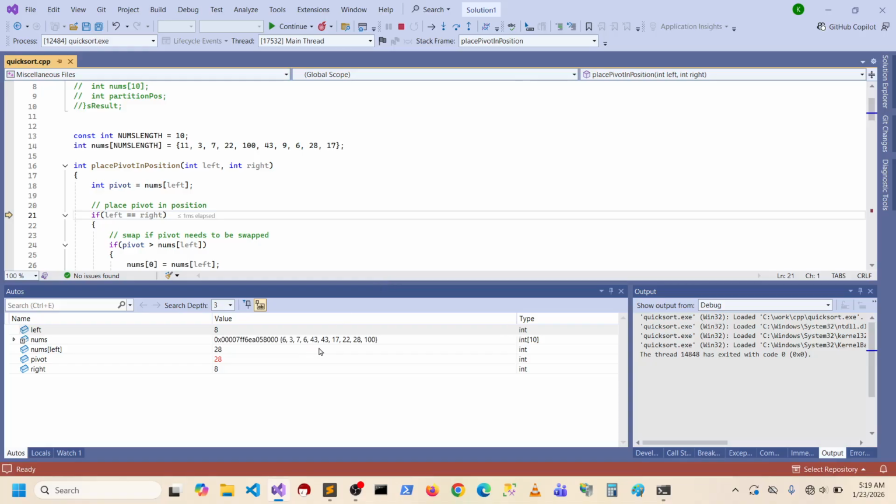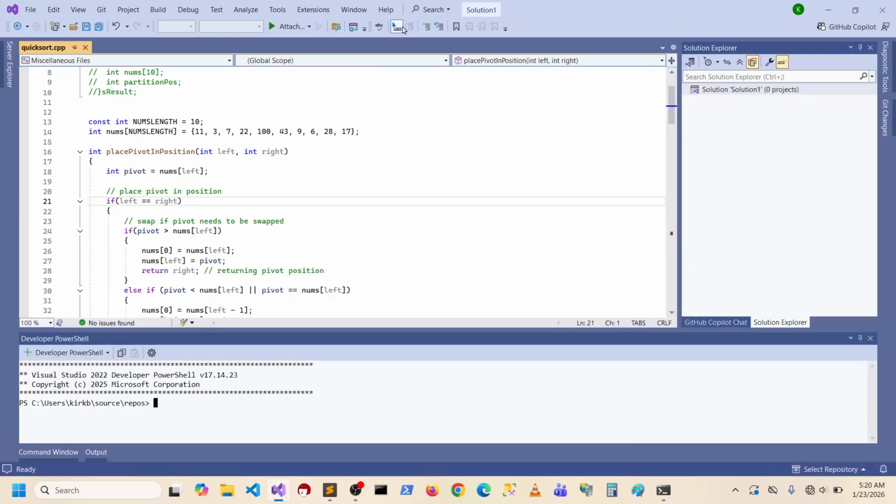Wait a minute. Why do we have doubles? What's going on? Was it that? The partition? That's what happened. Because the left ends up on the 43 instead of the 6. Alright, I gotta think about this. Oh, man.